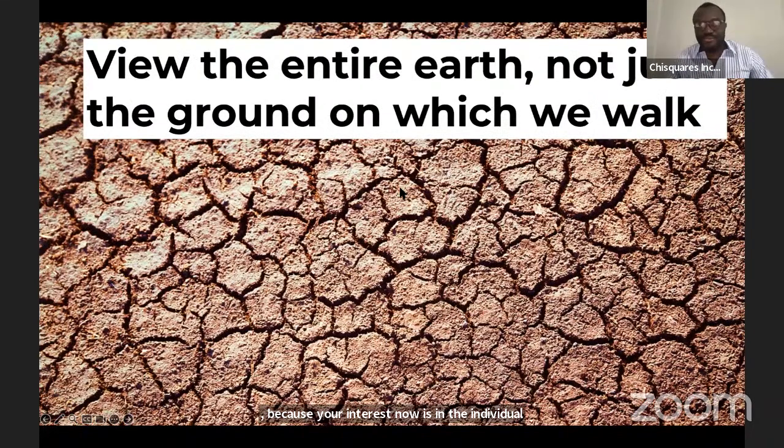Now you're on the ground, right? But your interest is to view the entire earth, not just the ground on which you stand. Do you move forward or do you move all the way backwards?